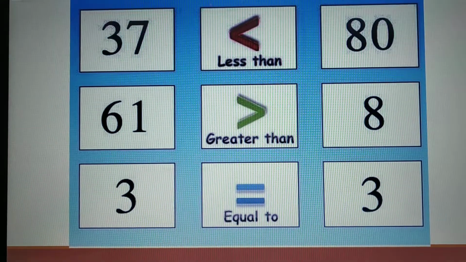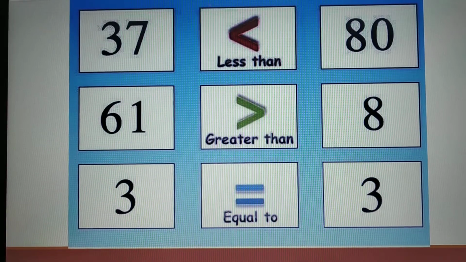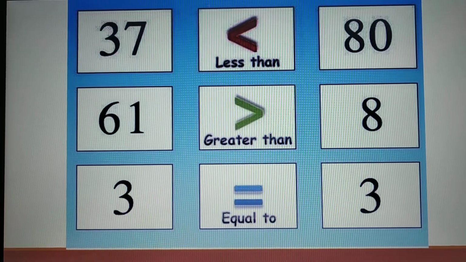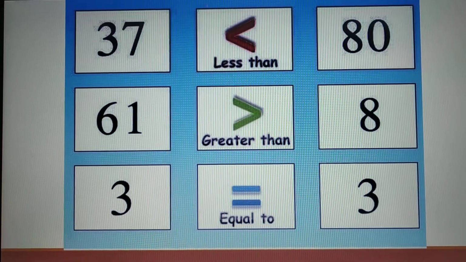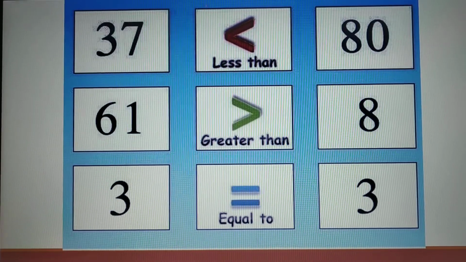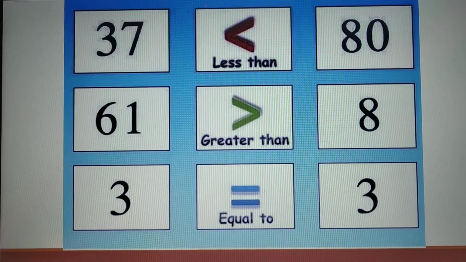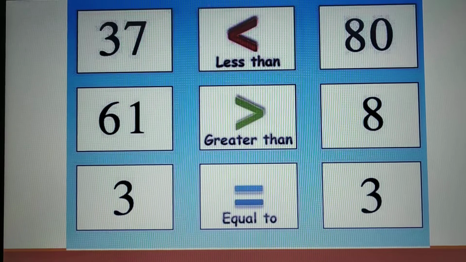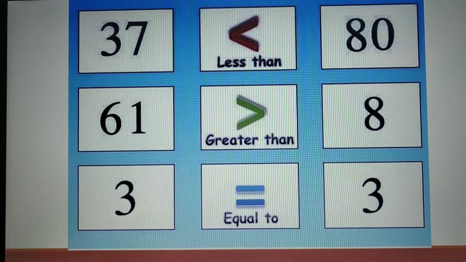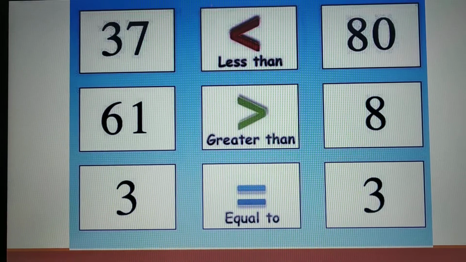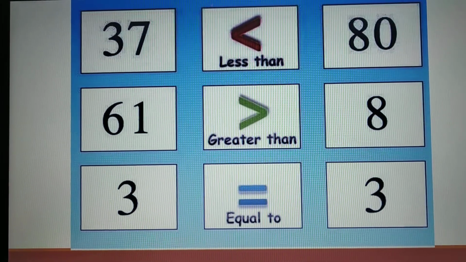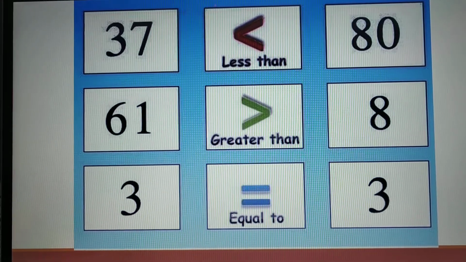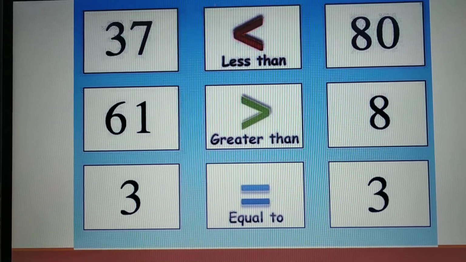What I have taught, this is one example. 37, 3 tens 7 ones. Here 80, 8 tens 0 ones. Now 3 tens is bigger or 8 tens is bigger? 8 tens, so which side the mouth will be opened? Towards 8. So this sign is called less than. 37 is less than 80. Now see second example. 61 is greater than 8. Here only one digit, there are two digits. So naturally it is greater than. Understood, students?